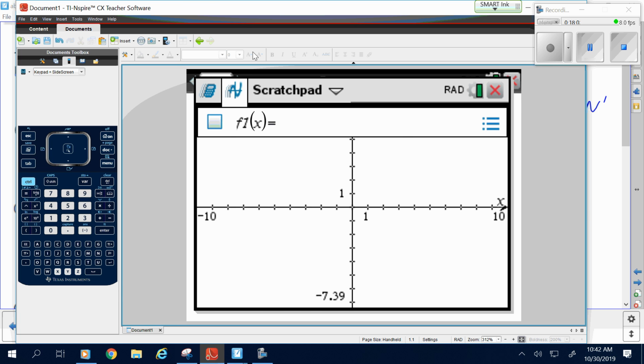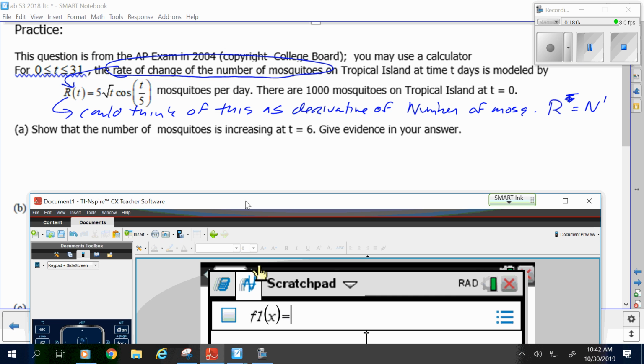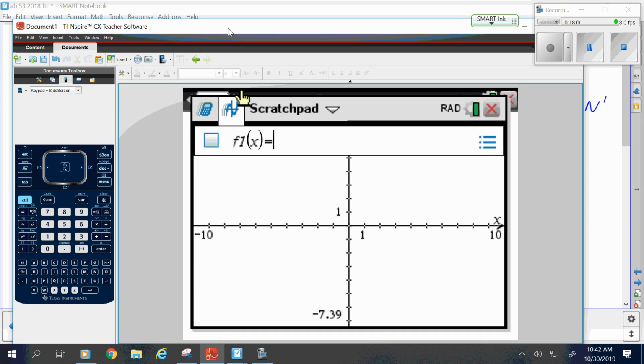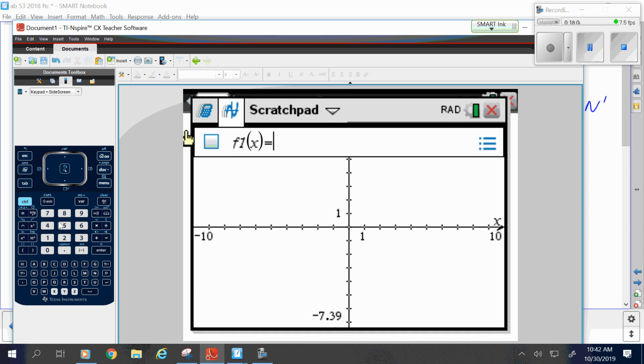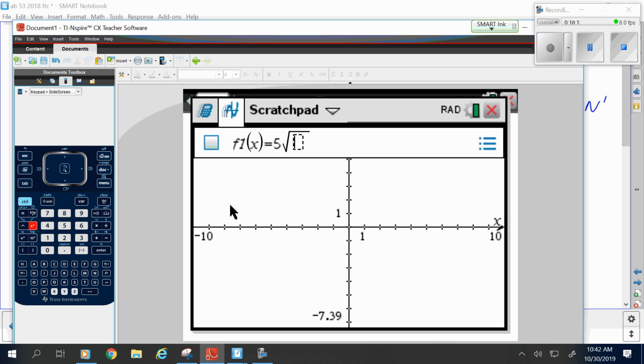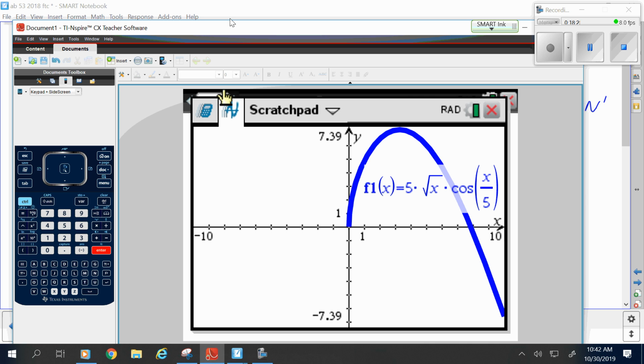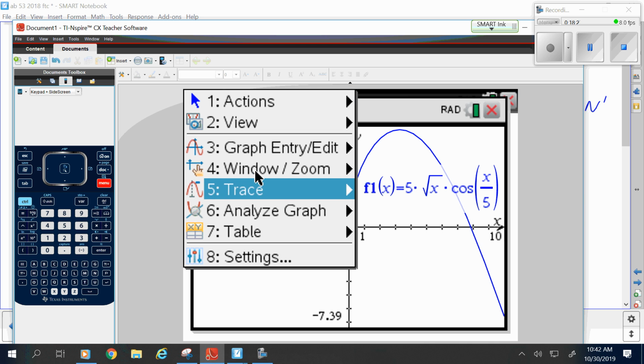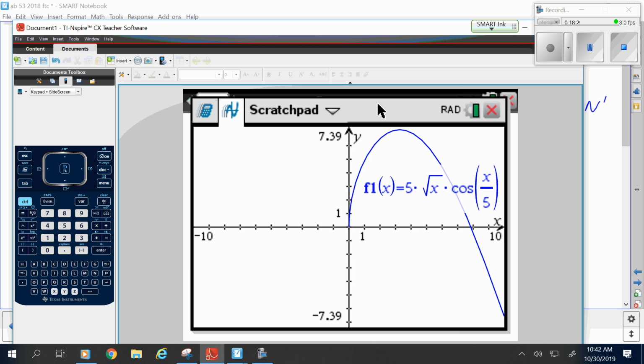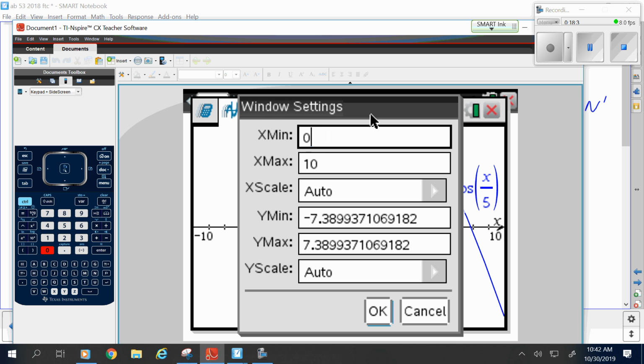And I already forgot what it was. So let's see. 5 root t cosine of t. Obviously, we're not going to sweat t. We're just going to use x, and use time, so I don't have an error. And what is it? T x over 5? Okay. Change your window, at the very least, change the window for x from 0 to 31.